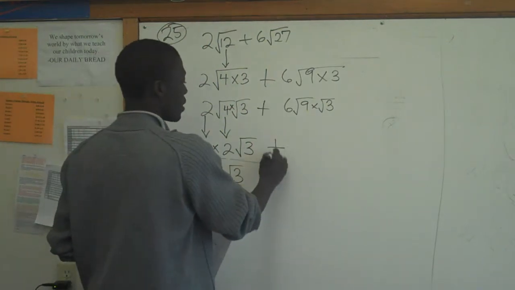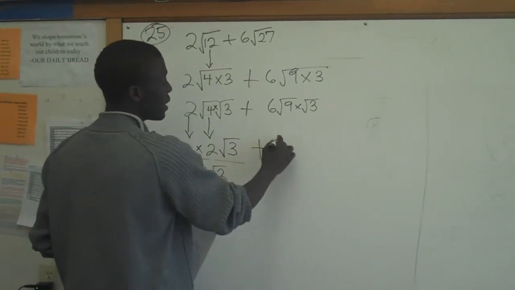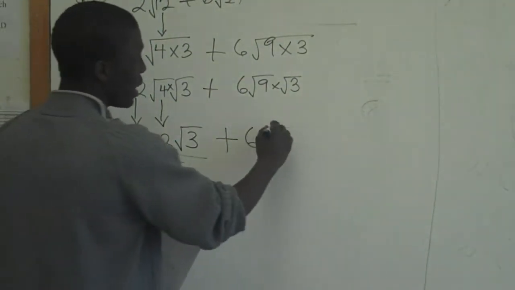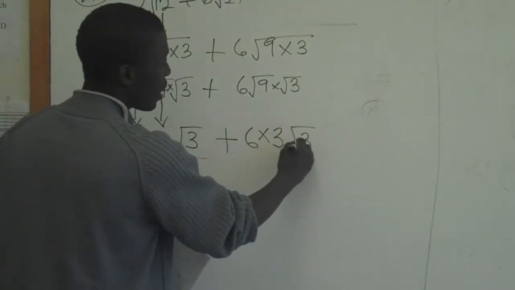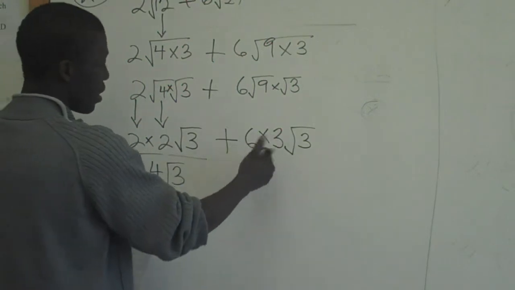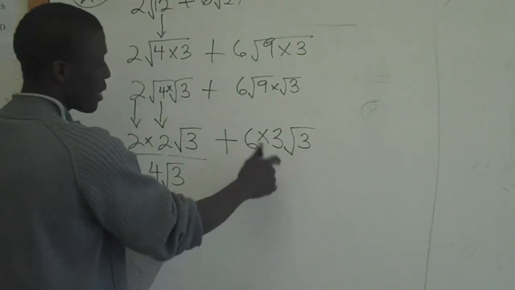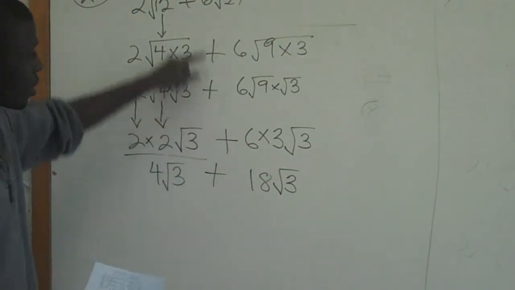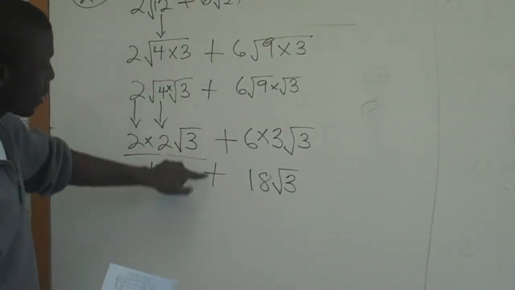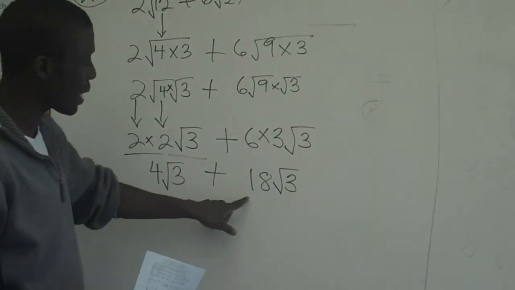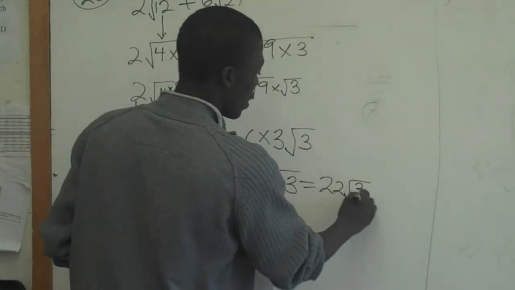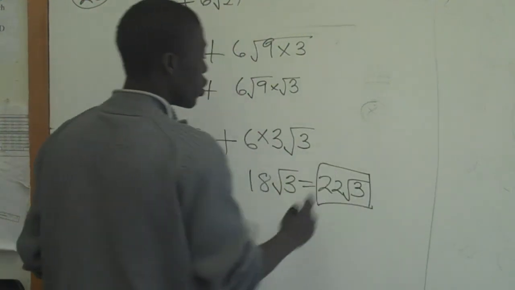Now we add a plus. This part is 6 times square root of 9, which is 3. 6 times 3, square root of 3. That means 6 times 3, which is 18, is right there, and then we have our square root of 3 next to it. Of course, you need to remember there was a plus that came. This plus came all the way down. Now, 4 square root of 3 plus 18 square root of 3 is the same thing as 22 square root of 3. That is the answer to this problem.